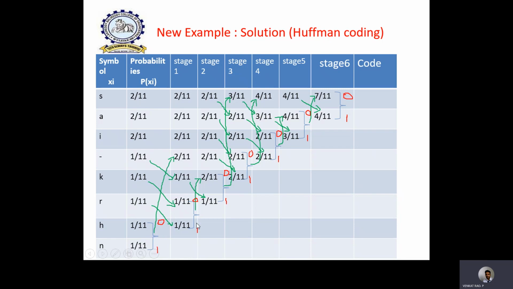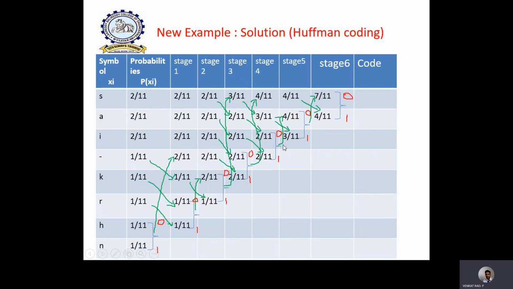Next, again assign 0 and 1 to the least 2 probabilities. So the sum will be moved to here, and the remaining value will be down to here. Again assign 0 and 1 to the least 2 probabilities. So the sum will be 3 by 11. So 3 by 11 will be the highest value compared to all the probabilities, so it will directly move to the top, and the remaining will be moved down. Next, again assign 0 and 1 to the least 2 probabilities. So the sum will be 4 by 11. Again it will be more than this highest value, so it will be moved to the top again, and the remaining will be moved down.